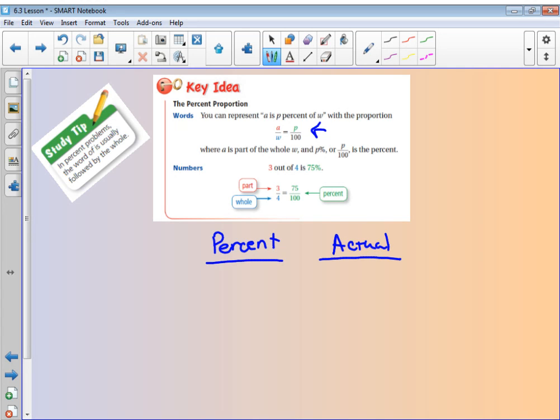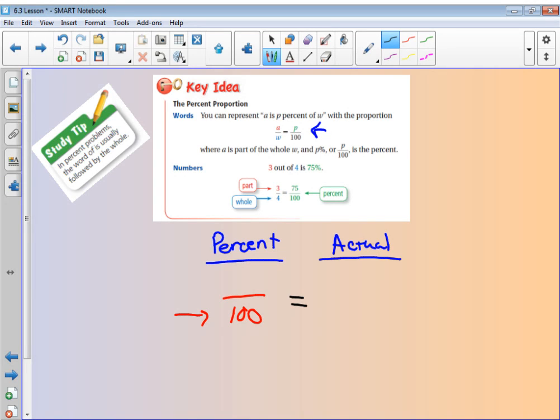Now, to understand this, first of all, any percentage is always going to be over 100. So please note that you will always have that something over 100. This part right here is never going to change. It's always going to be your percent number, given over 100. Then we have our back proportion, which is giving us our actual numbers. So we have to understand the makeup of this.